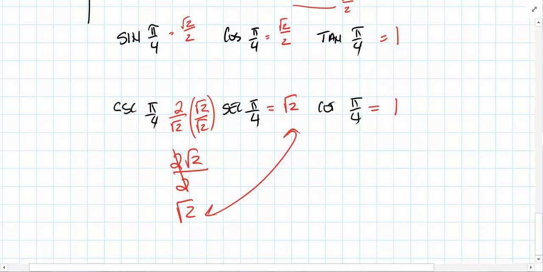So the cosecant of pi over 4 is root 2. Secant of pi over 4, root 2. Cotangent of pi over 4, 1. And we have all the other ones.